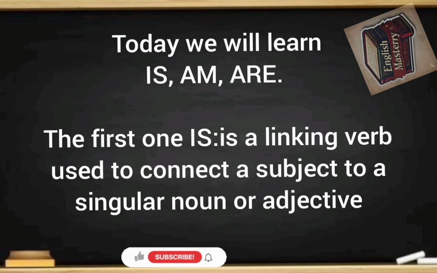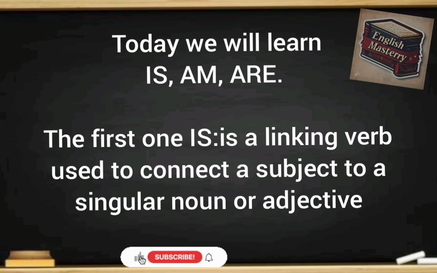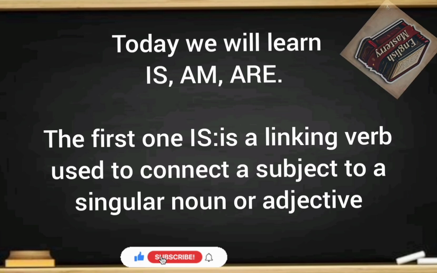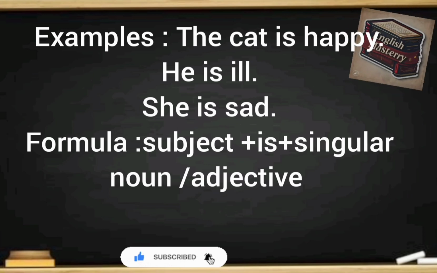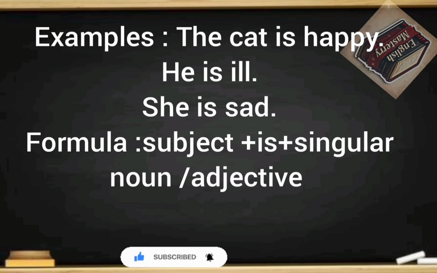Today we will learn "is, am, are." The first one, "is," is a linking verb used to connect a subject to a singular noun or adjective. Examples: The cat is happy. He is ill. She is sad.